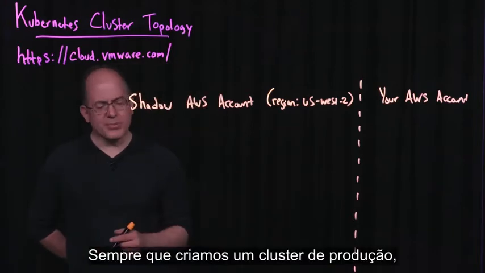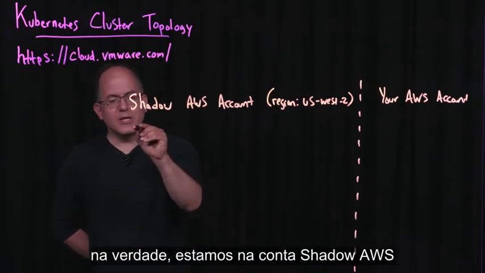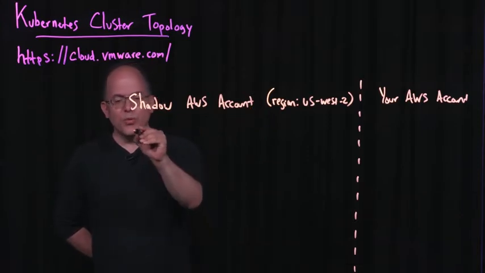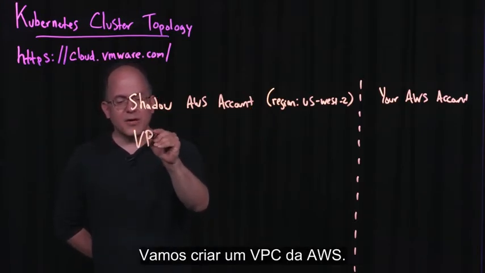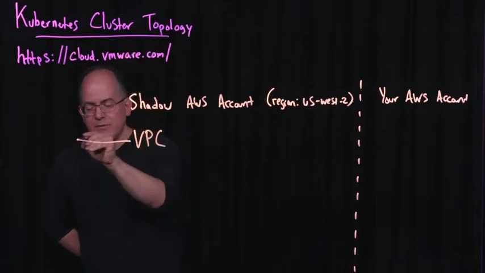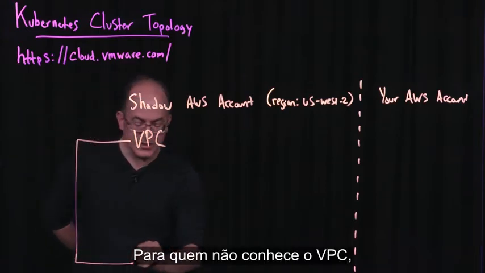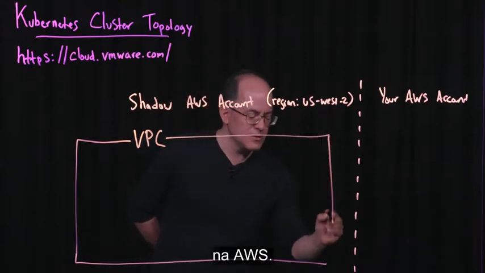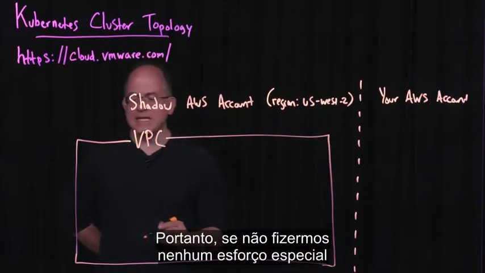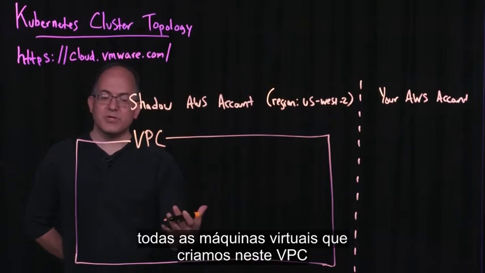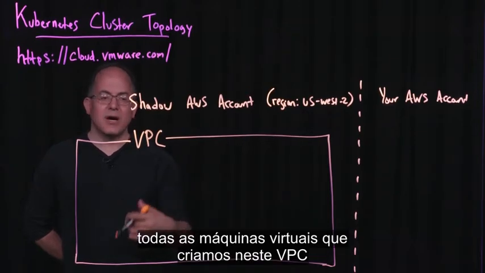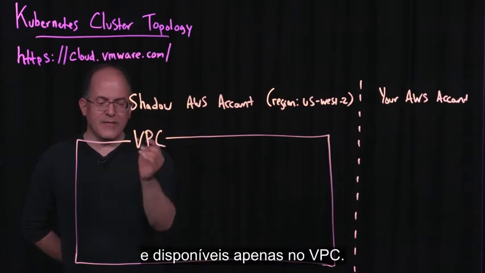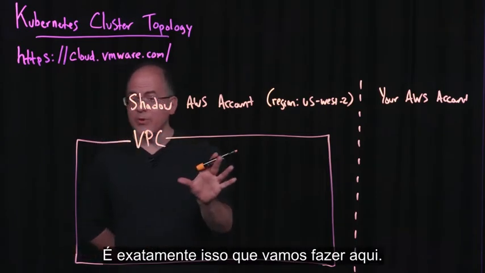Every time we create a production cluster, within this shadow AWS account that is managed by VKE, we are going to create an AWS VPC. For those of you who are not familiar with the VPC, this is a single private network within AWS. So if we don't go to any special effort, all of the virtual machines that we create within this VPC are going to be on private networks, and only available within the VPC. And that's exactly what we're going to do here.